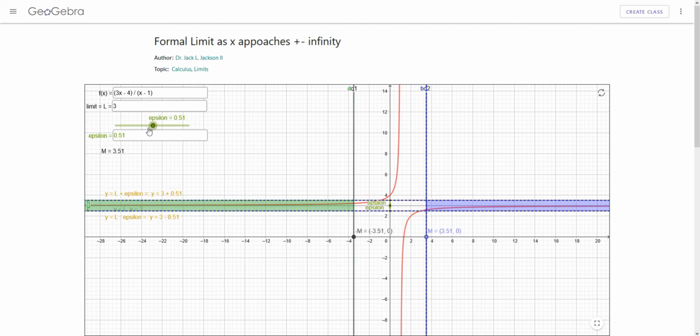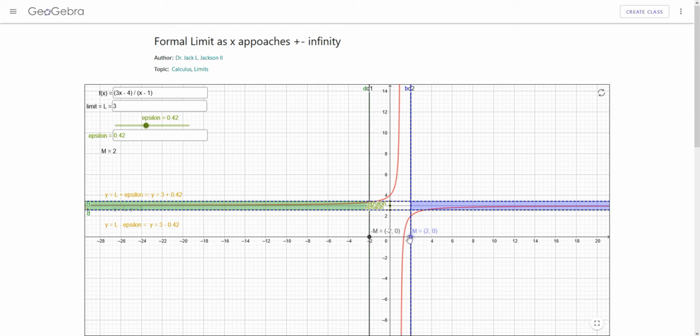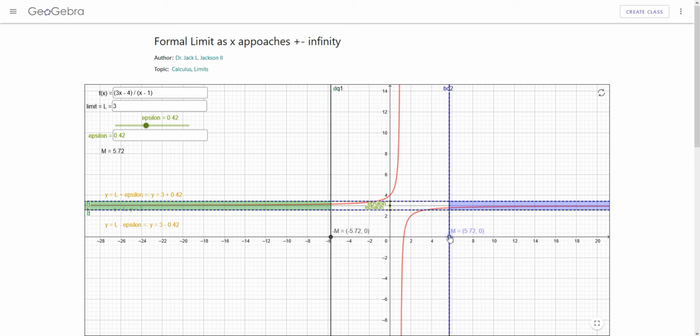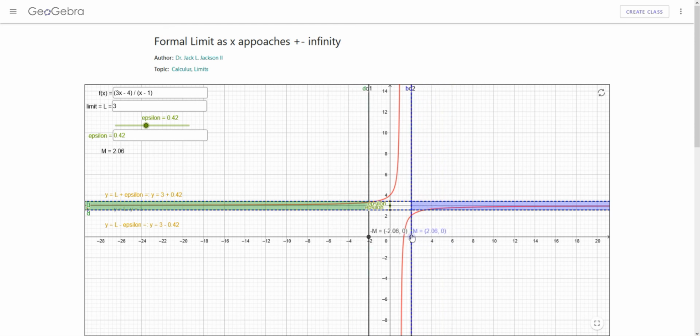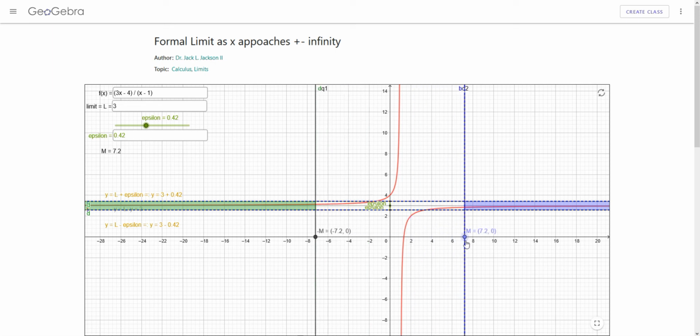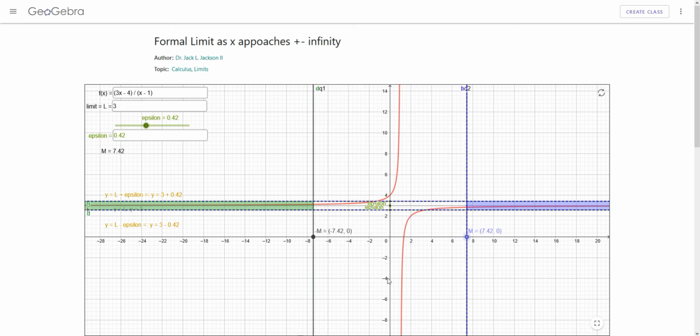Okay, make a smaller epsilon. Well, I might need to go further out, possibly. The smallest value of M that would work would be where that crosses right there. So you can get an idea of what it means to have a limit as x approaches infinity or minus infinity.